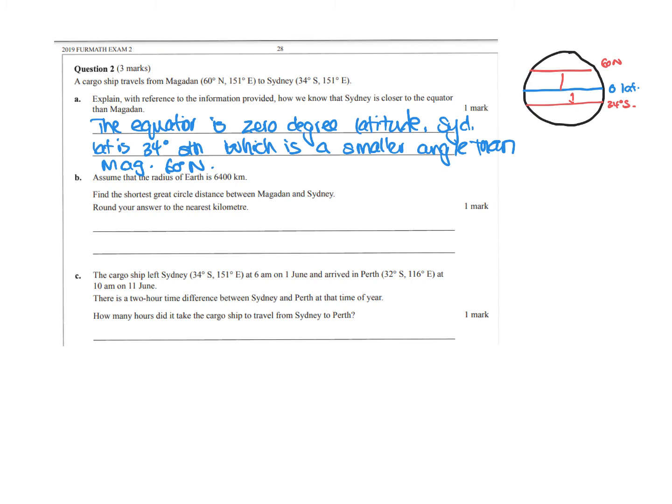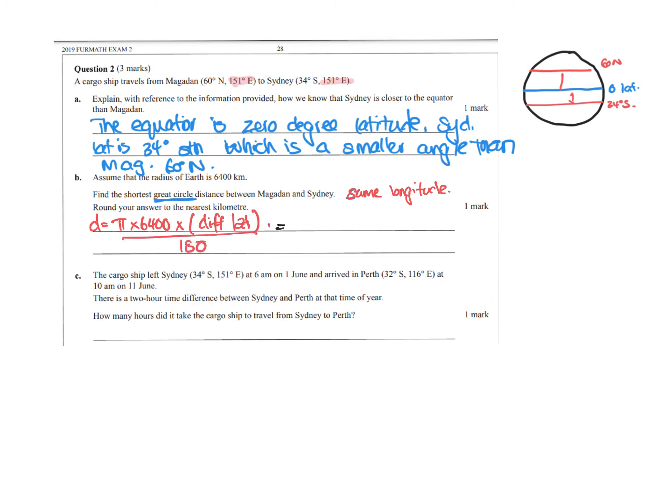So the next part is: assume the radius of the Earth is 6,400. Find the shortest great circle distance between Magna and Sydney. We can see up here, when you're finding a distance, that they're on the same longitude. And so when they're on the same longitude, we use the formula for same longitude, where the distance is pi times 6400 times the difference in their latitudes, over 180.